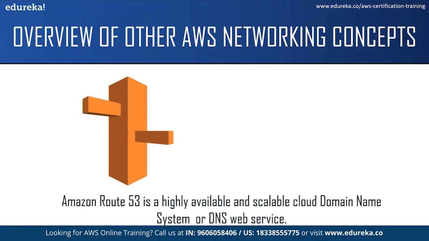Amazon Route 53 is a highly available and scalable cloud domain name system, or DNS, web service. It is designed to give developers and businesses a reliable and cost-effective way to route end users to internet applications by translating names into numerical IP addresses. This can be used for computers to connect to each other. Now Route 53 performs three main functions.